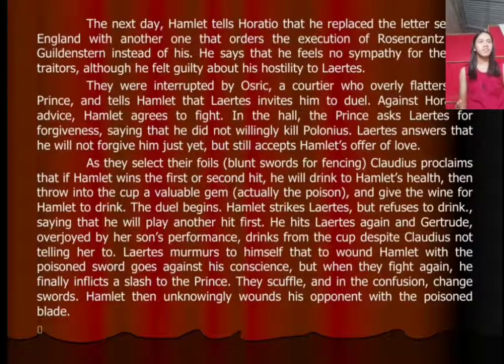The duel begins. Hamlet strikes Laertes but refuses to drink, saying that he will play another hit first. He hits Laertes again, and Gertrude, overjoyed by her son's performance, drinks from the cup despite Claudius not telling her to. Laertes murmurs to himself that to wound Hamlet with the poisoned sword goes against his conscience, but when they fight again, he finally inflicts a slash to the prince. They scuffle, and in the confusion, change swords. Hamlet then unknowingly wounds his opponent with a poisoned blade.